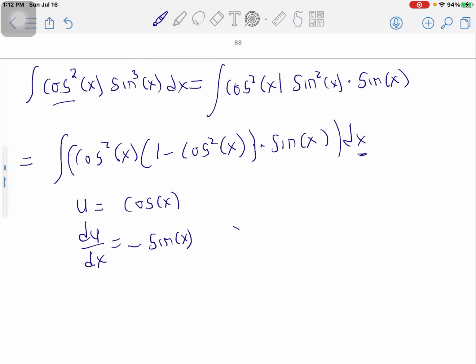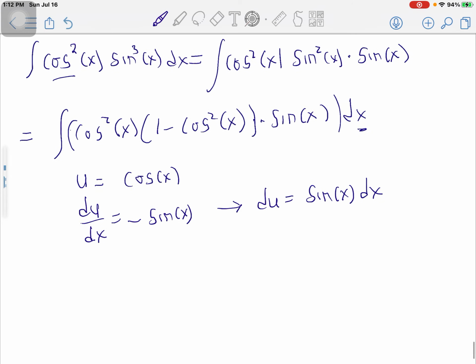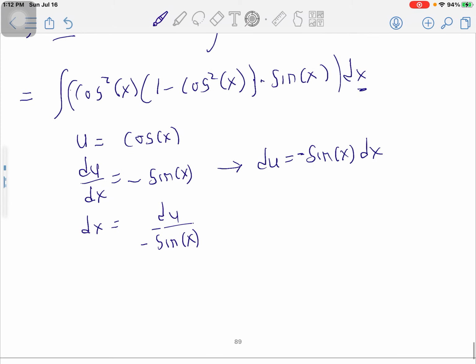And making our u equal to cos of x, we can say that our du dx is equal to minus sine of x. And making du the subject, we have du equal to minus sine of x dx. And making dx the subject, we can also get dx equal to du over, remember here is negative, sorry, so du over negative sine of x. So now we are having our dx in terms of the u and then sine of x.